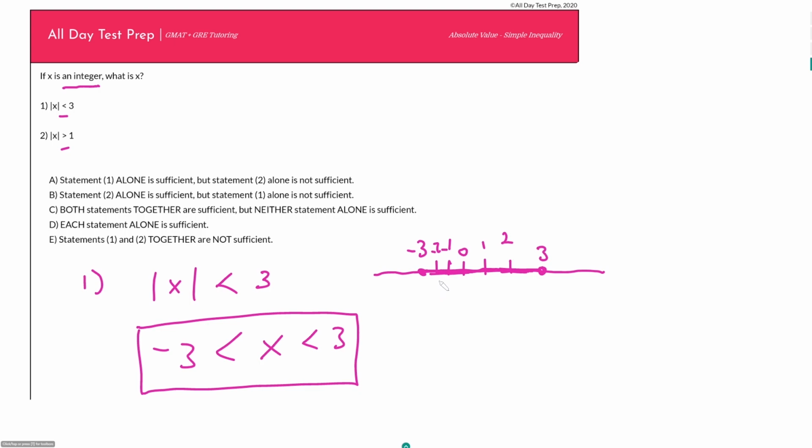Now let's not forget to answer our question. And so the statement is still insufficient because we still can have multiple values for x. Don't forget our question is asking for just what is the value of x. So we still have multiple values here, so insufficient.